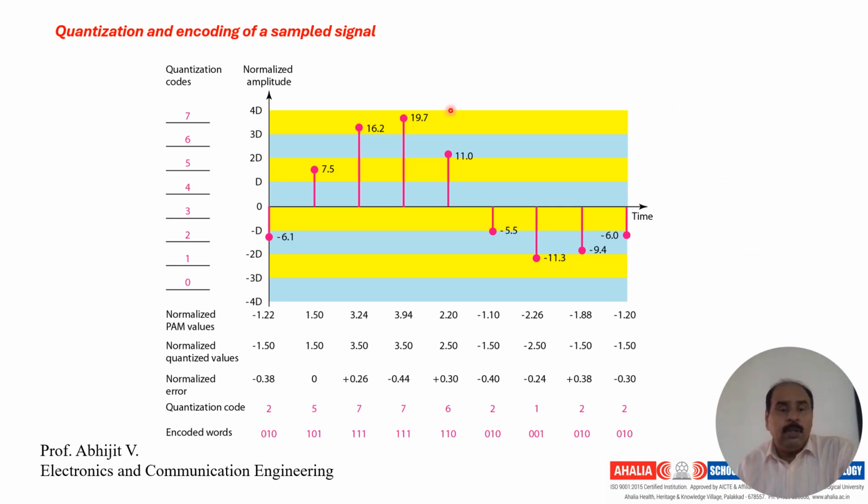This is how a pure sinusoidal signal with maximum value 4D to minus 4D is quantized. This would be the output of the quantizer. You get these encoded words like this. Next, we'll find out the quantization error for these values.